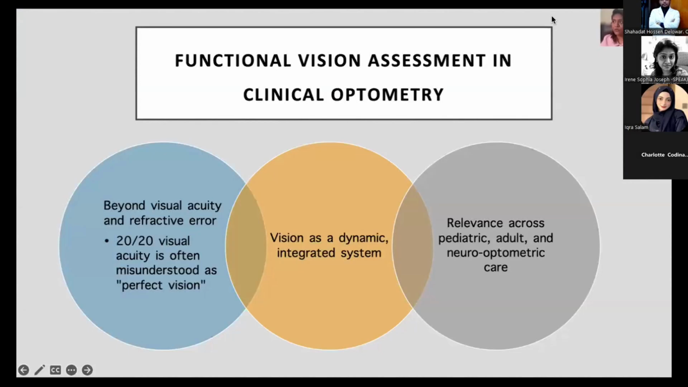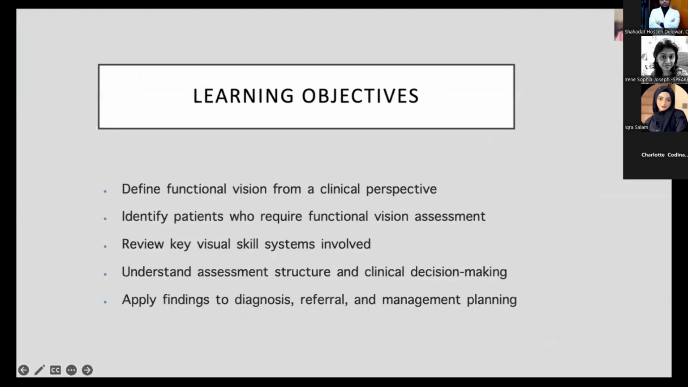The topic for today is functional vision assessment in clinical optometry. Today, we will move beyond visual acuity and refractive error to explore vision as a dynamic integrated system that supports learning, productivity, and quality of life across pediatric, adult, and the neuro-optometric population. By the end of the session, you'll be able to define functional vision from a clinical standpoint, recognize patients who require functional vision assessment, understand the core visual systems involved, and appreciate how these findings influence diagnosis, management, and referral decisions in modern optometric practice.